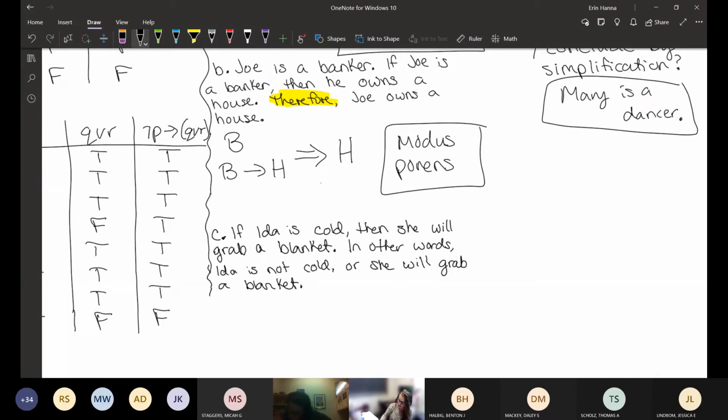All right, so then we have, if Ida is cold, then she will grab a blanket. I'm just choosing random letters that I like out of the sentence. In other words, so again, we're starting another sentence, but we also have this phrasing that's telling us that it's a new result. So we want to see what gives us that. In other words, Ida is not cold, or she will grab a blanket. So essentially we're starting with an implication and we're going to a not hypothesis or conclusion, if you will.